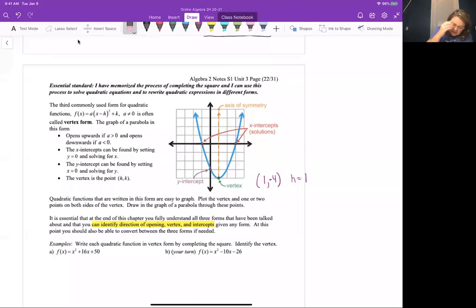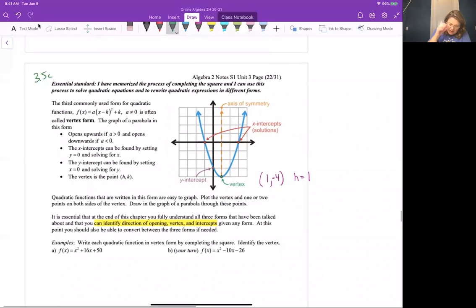All right, students, this is lecture 3.5C. I've memorized the process of completing the square, and I can use this process to solve quadratic equations and rewrite quadratic expressions in a different form. So this is our third and final form that is used for quadratic functions.